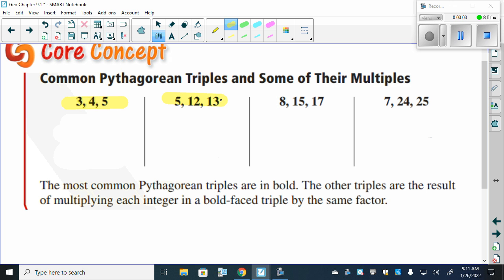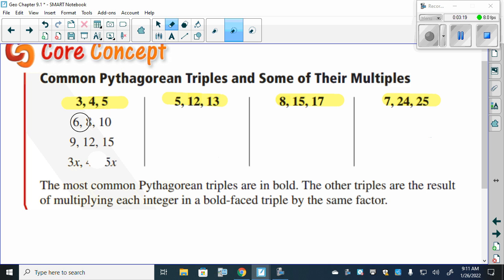And they will sometimes use these others on the ACT. Now, 3, 4, 5, and these here are unique Pythagorean triples, but we do have other forms because we can also have multiples of them.